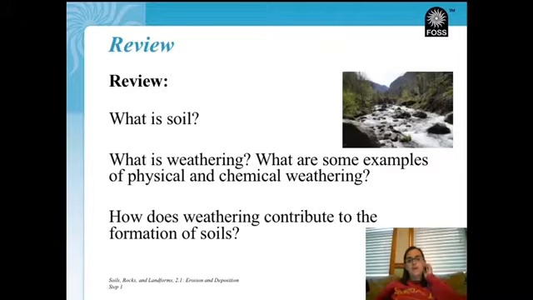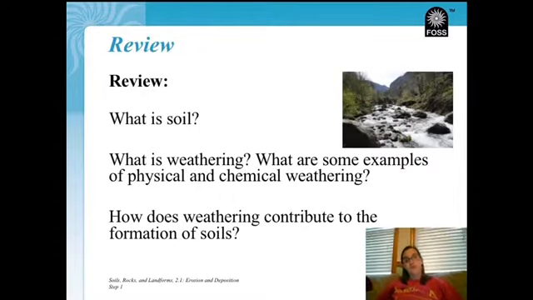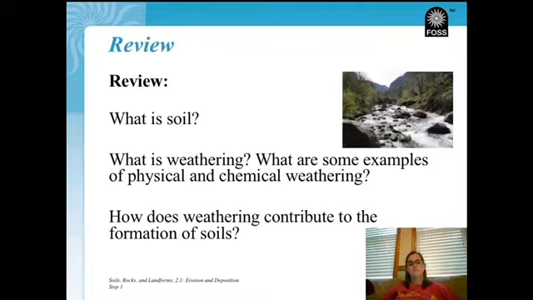So how does weathering contribute to the formation of soils? This is an important question when it comes to determining where those four soils came from. Well, weathering reduces rock material to smaller pieces. So it might become sand, it could become silt, and it could become clay.